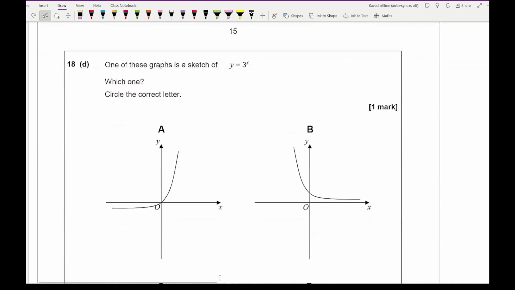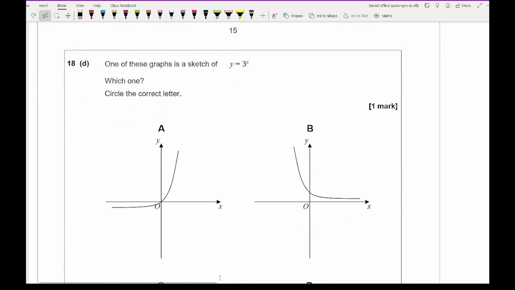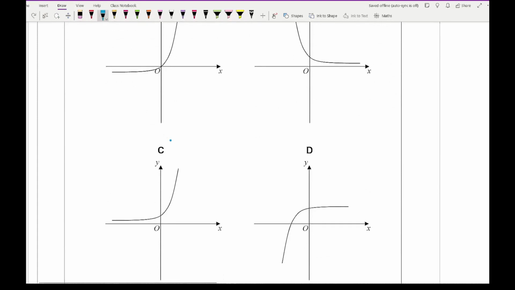Moving on to question 18d, it says one of these graphs is a sketch of 3 to the power of x. Which one is it? Well, the correct one is going to be C.